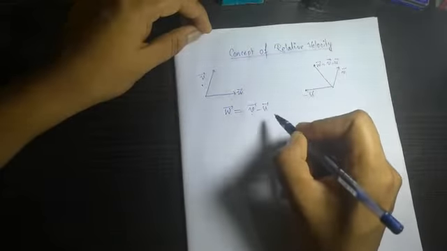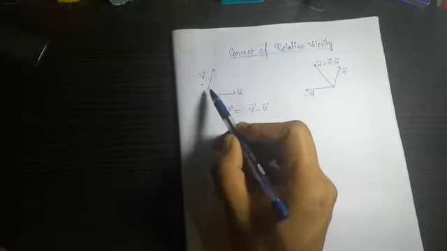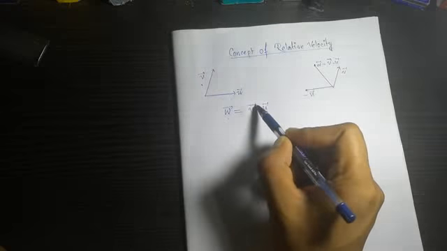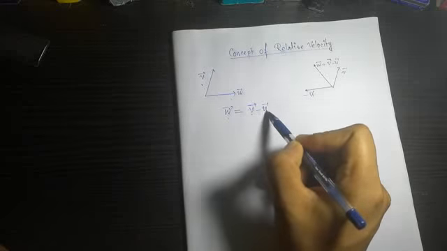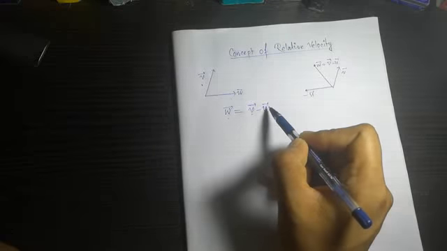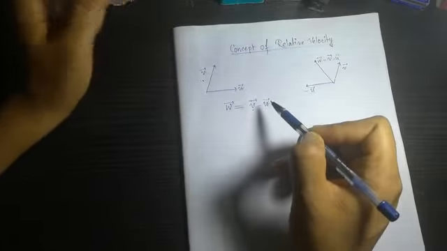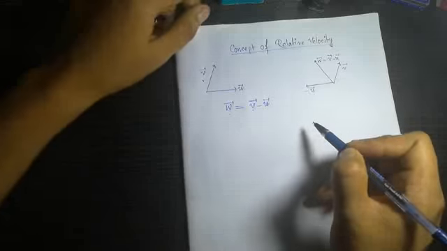Now how do we get that? The concept is, when you are asked to calculate the relative velocity of something with respect to another particle, you will always write the velocity v minus the velocity of that particle relative to which you are asked to calculate.